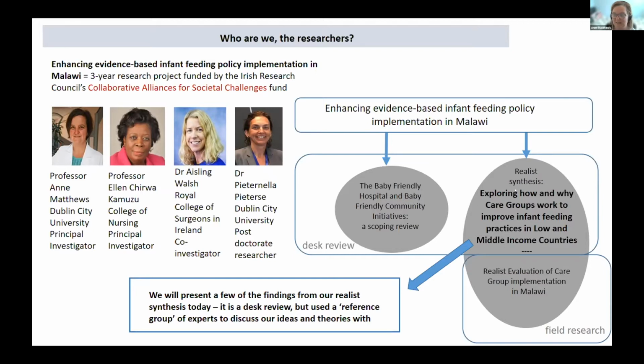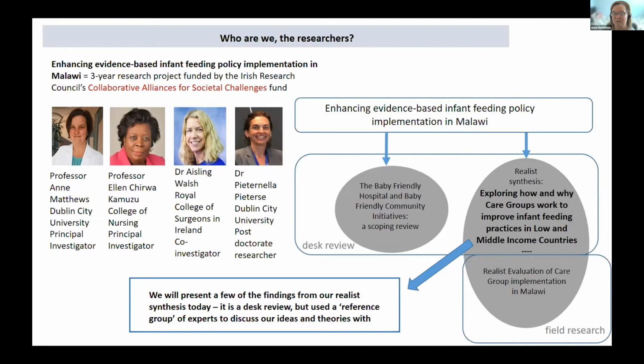But on to the main topic, which is our realist synthesis. So myself and Ellen will use these terms interchangeably: realist synthesis, realist review. And this was our topic. We have just concluded, you could say, the realist synthesis. Ellen has sent off 2 articles on our realist synthesis.